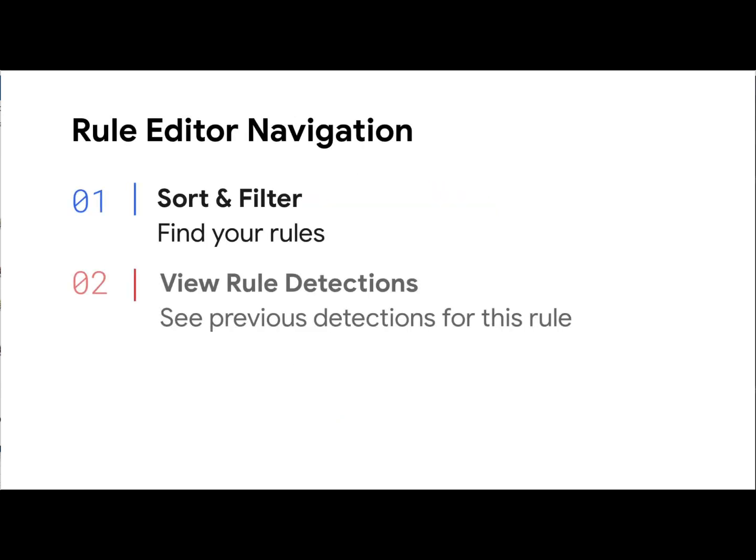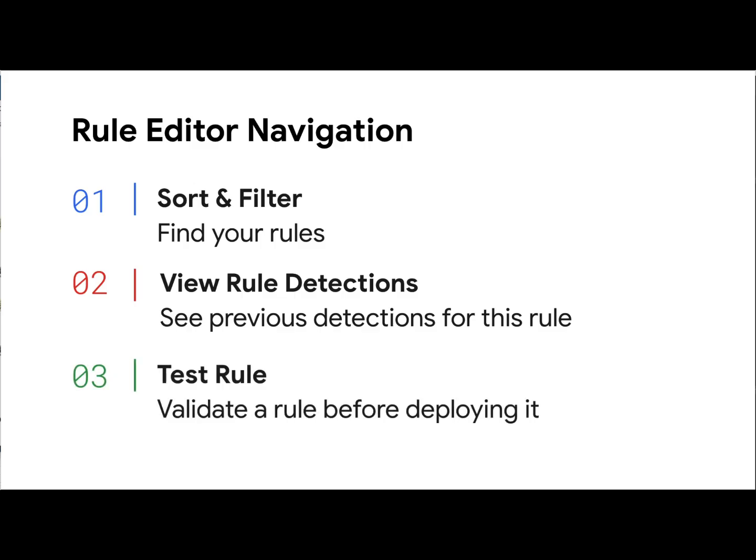As you start navigating the rules editor, remember that the sort and filter will help you find the rules you want to edit or test, and that the View Rule Detections will show you detections that this rule has previously identified. The test rule capability provides a method to validate the rule before fielding it without creating any noise for your analysts to deal with.